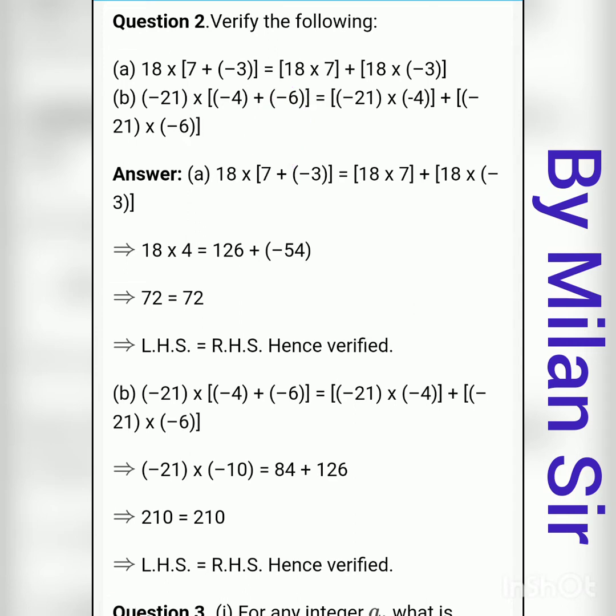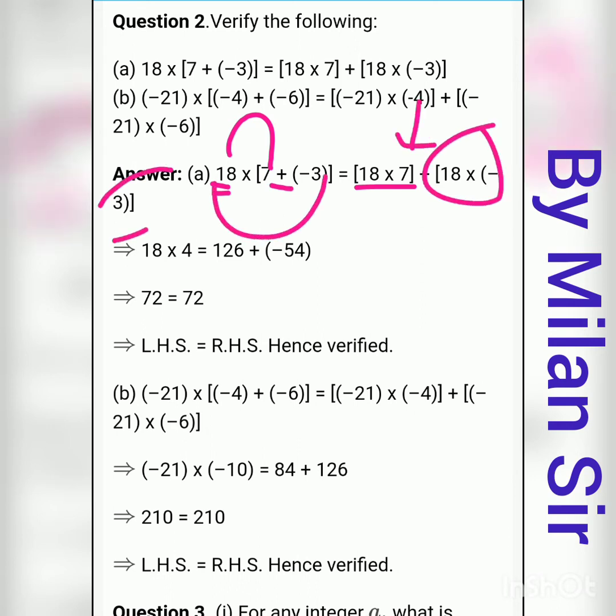What is the property? The distributive property. First of all, 18 multiply 7. Here a plus sign is there, so plus, and 18 multiply minus 3. That means we need to multiply 18 with this bracket: first 18 multiply 7, then a positive sign in between, then 18 multiply minus 3. This is the distributive property, which we need to prove here.